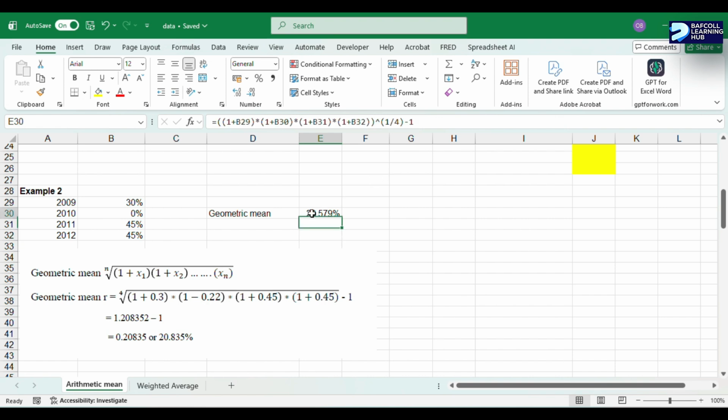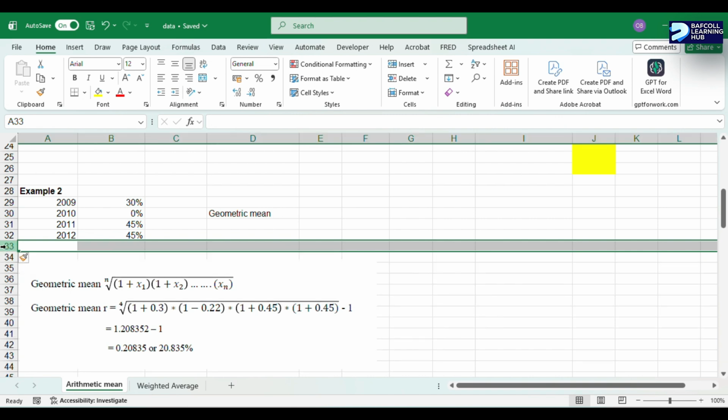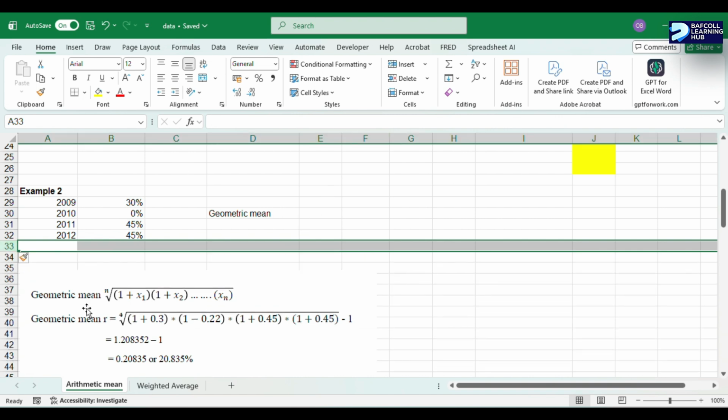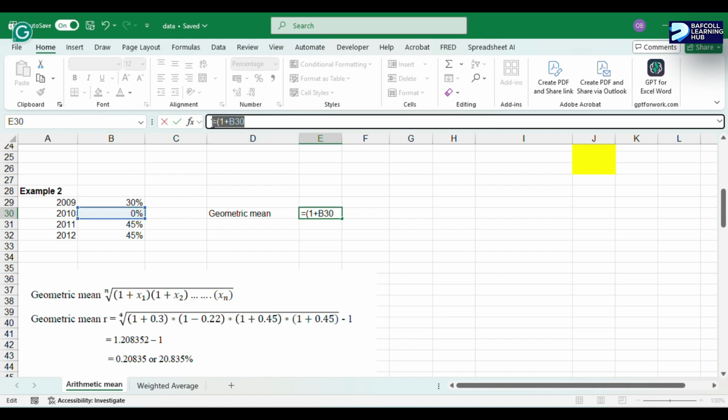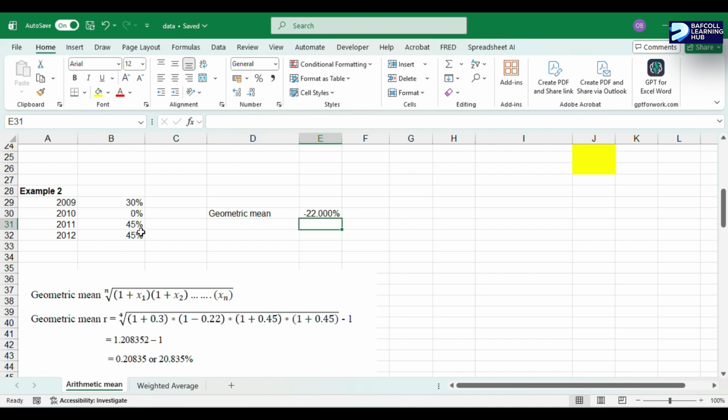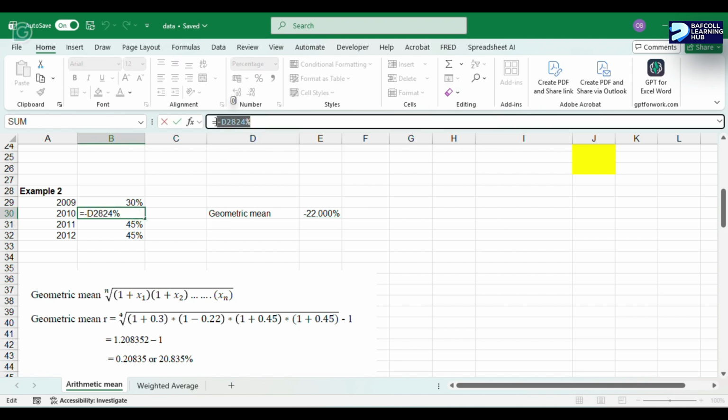Alright, so over here we are going ahead and calculating our geometric mean. For our geometric mean, we are going to use this formula over here: the nth root of 1 plus x1 times 1 plus x2 times 1 plus x3 times 1 plus x4, minus 1. So I'll go ahead. Equal to, in bracket, 1 plus my x1. This is negative 22.